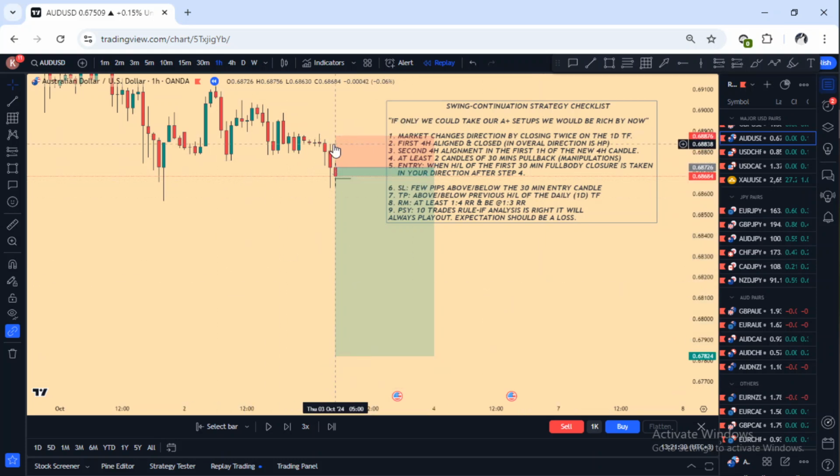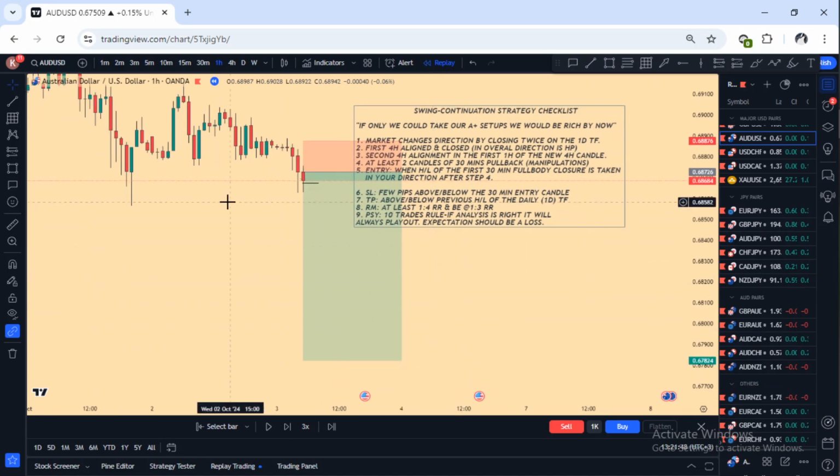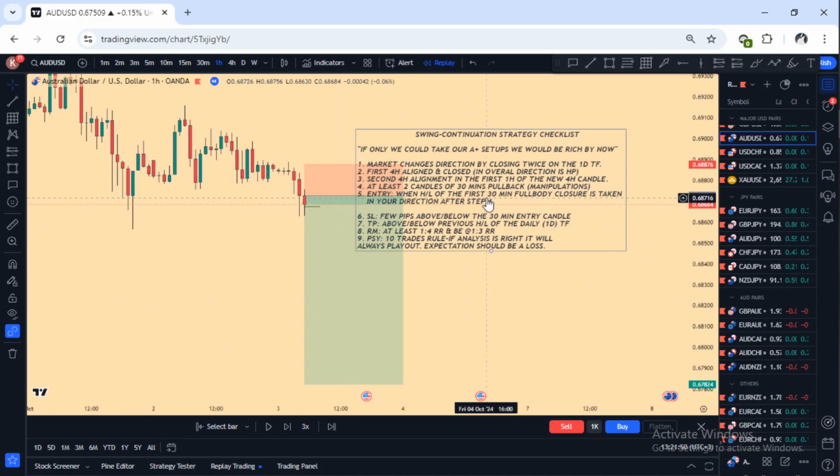If you don't want the stress of looking for precision entry, you can just take it from 1 hour. I highly recommend you take it from 1 hour. Just be aware that if you are liquidated here, it means the market has pulled back successfully. So even if it was to pull back and take the lows of this, just wait for 30 minutes and get in again. So this would be like that.